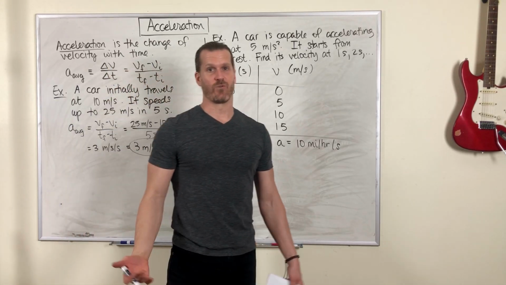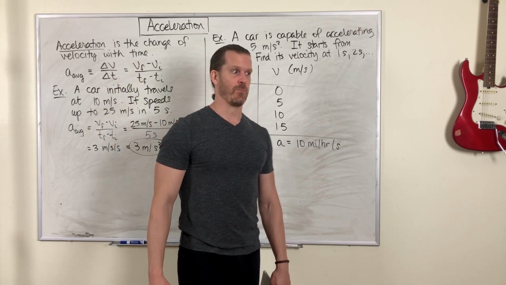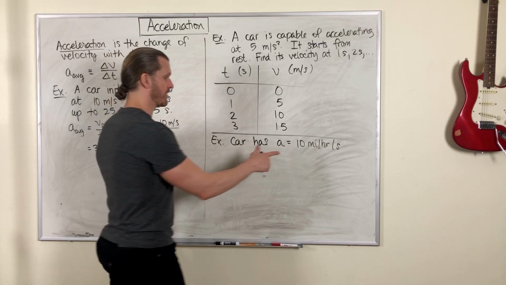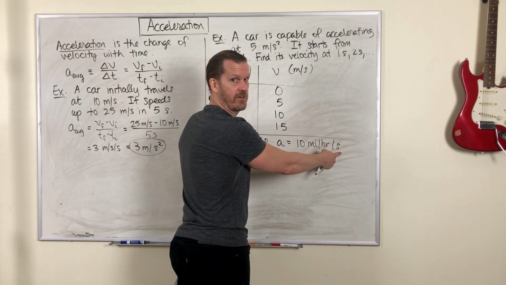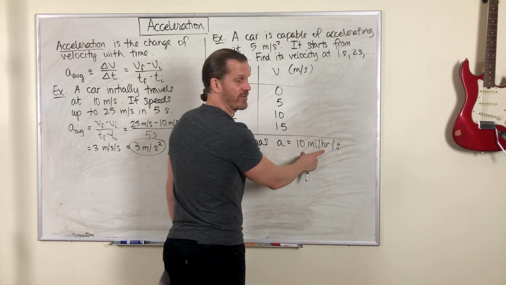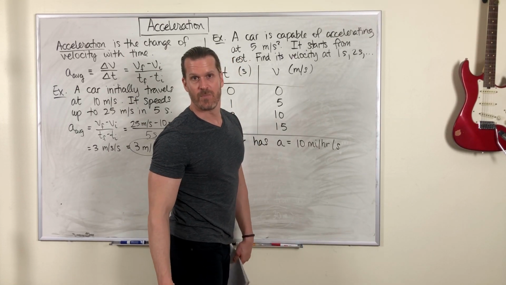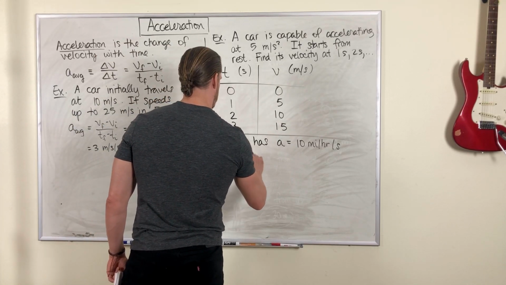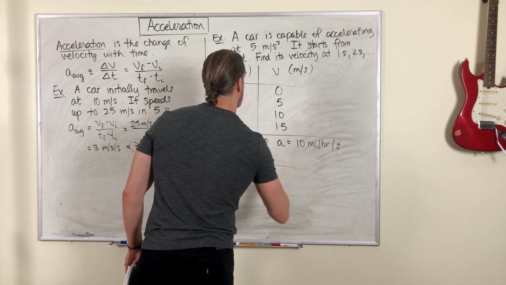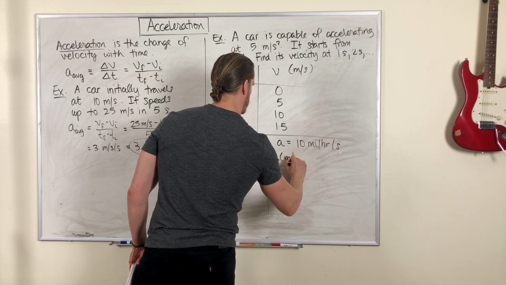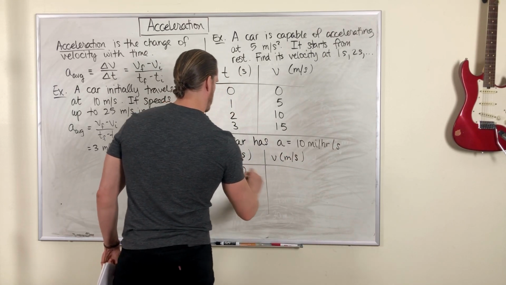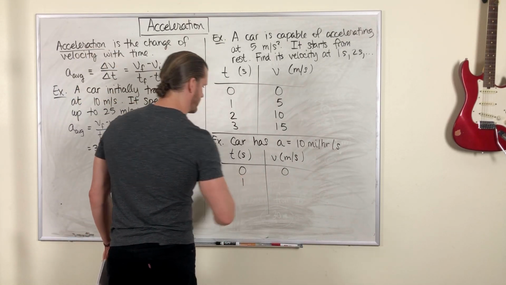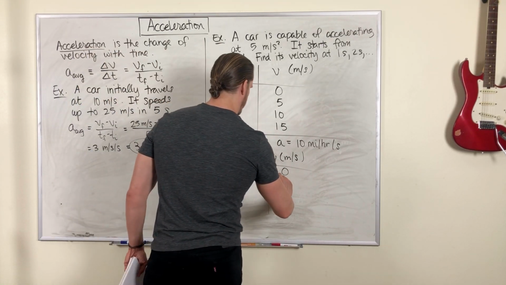Now that looks like kind of a weird set of units, right? But it has the same interpretation as meters per second squared. It's saying that for every second of time that elapses, the car increases its speed by 10 miles per hour. So if we made the same table, if the car starts from rest, after 1 second, its velocity is 10.